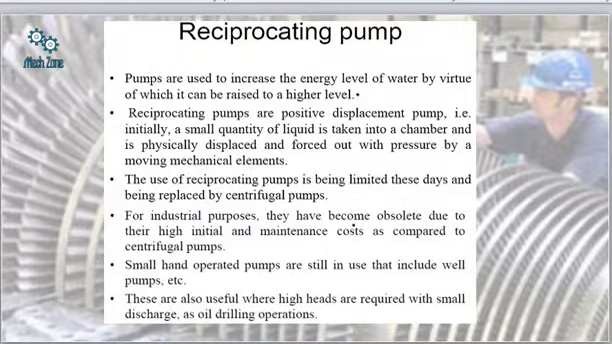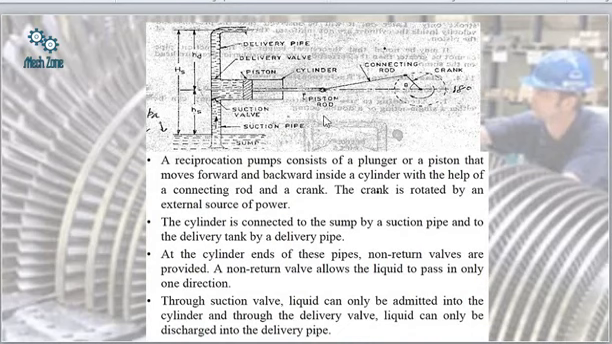So here we can see the diagram for the reciprocating pump, and this is the connecting rod, such that the crank is rotating, and due to the rotation of the crank, this piston rod is performing a reciprocating motion, to and fro. It consists of a plunger or a piston that moves forward and backward inside a cylinder. This cylinder is connected by means of a connecting rod and then the crank, such that the crank is rotating in a clockwise or anti-clockwise sense as required.